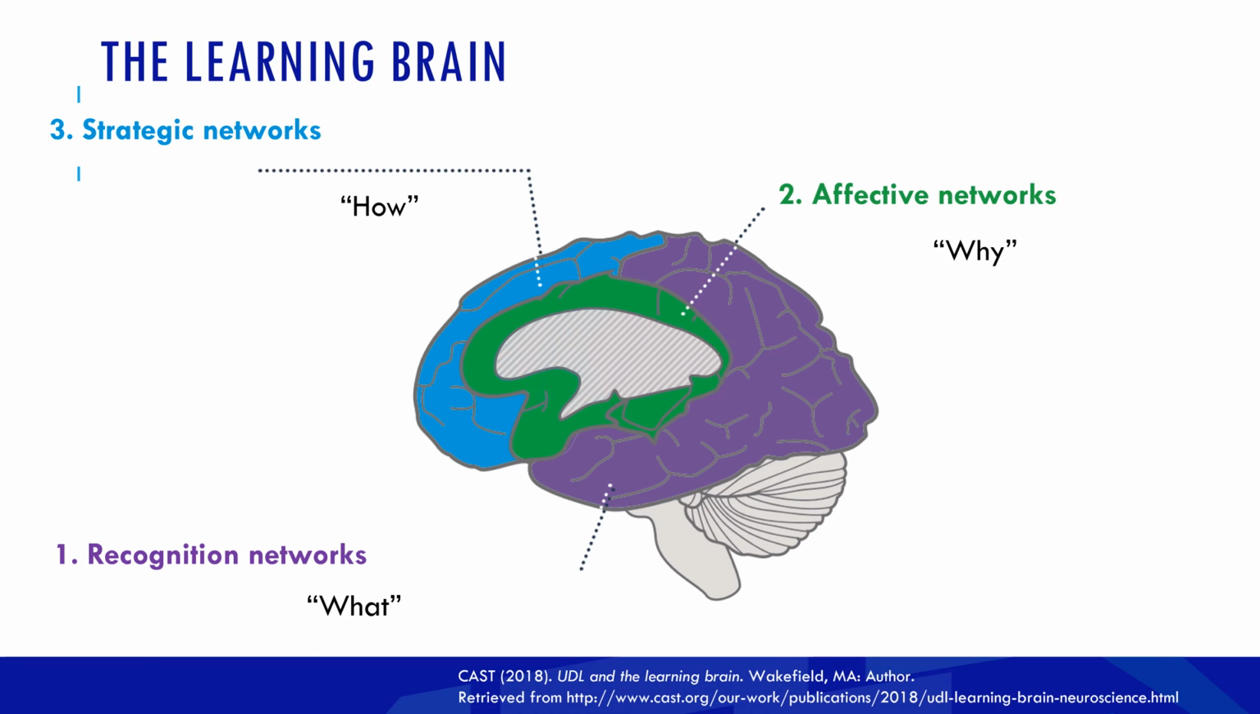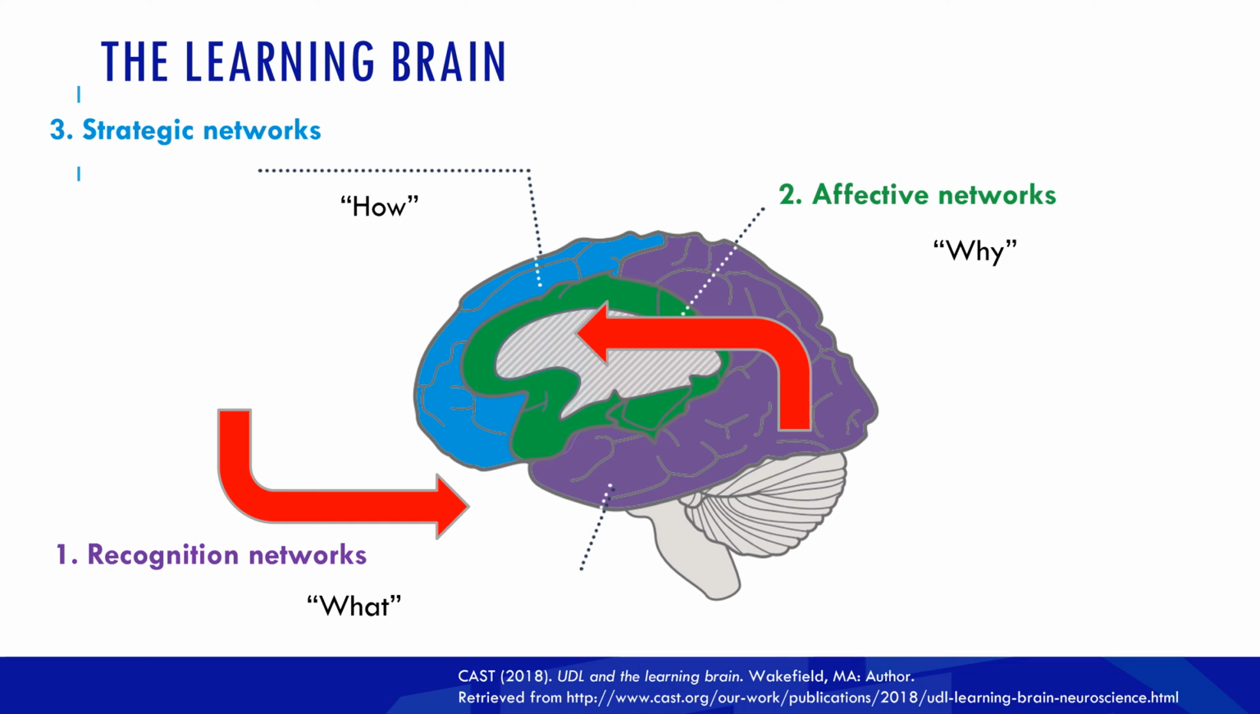Generally, sensory information is received by the recognition networks down at the back of the brain, is processed and relayed for meaning in the center of the brain, the affective networks, and is organized for response or action in the frontal lobes or the strategic networks of the brain.